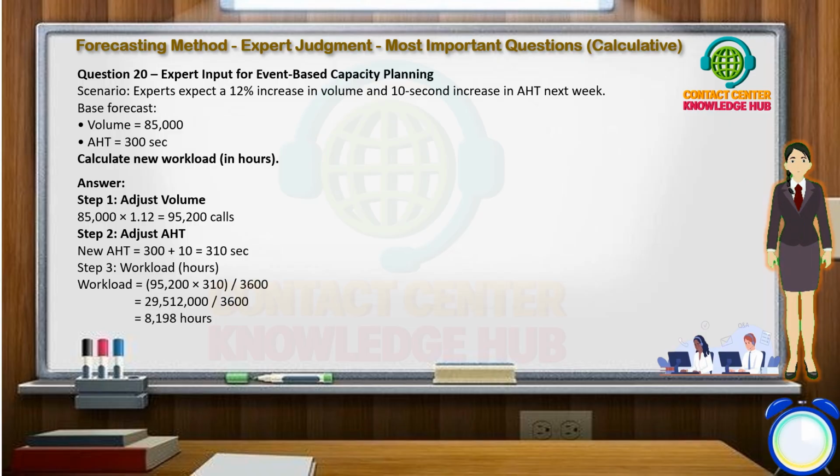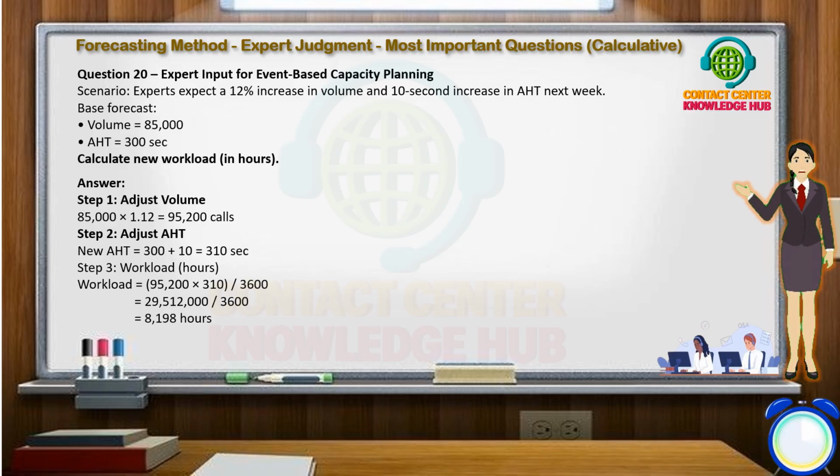And the answer is here. Step 1. Adjust the volume. Use this formula. Adjusted volume is equal to base volume times 1 plus increase percent. So, 85,000 times 0.12 equals 10,200 calls. So the new forecasted volume is 95,200 calls.